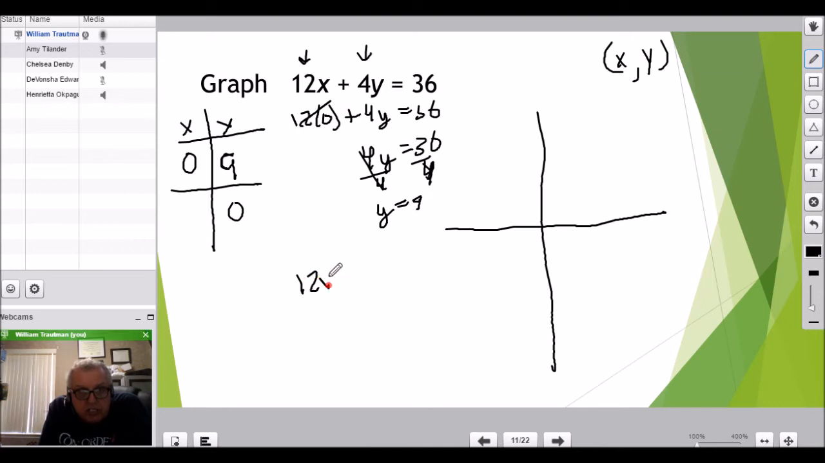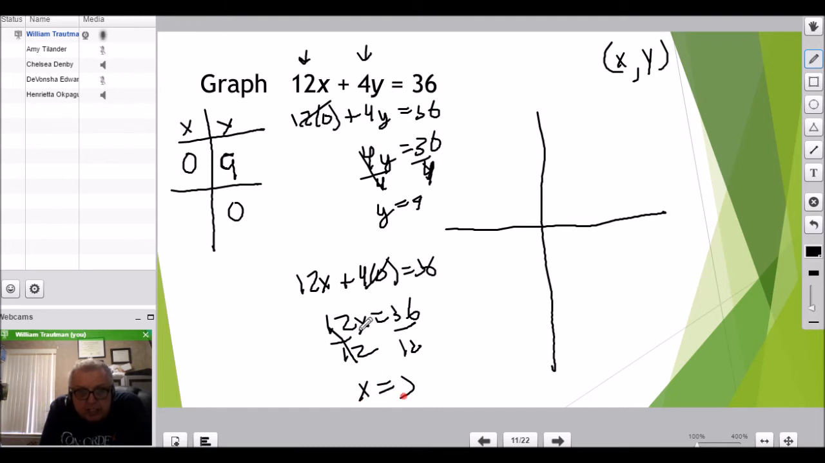Next, I'm going to put a 0 in the y. So I'm going to go 12x plus 4 times 0 equals 36. 4 times 0 is 0. So 12x equals 36. Divide both sides by 12. I'm just solving for x, what we've been doing this whole time. And x equals 3. You see, if I put a 3 in here, 12 times 3 is 36, and a 0 in there, 36 plus 0 is 36. These are my 2 points. One at 0, 9, that's right here. Right, 1, 2, 3, 4, 5, 6, 7, 8, 9. And the other one at 3, 0. Then I draw my line, and I'm good to go.